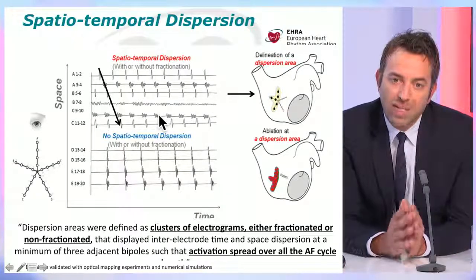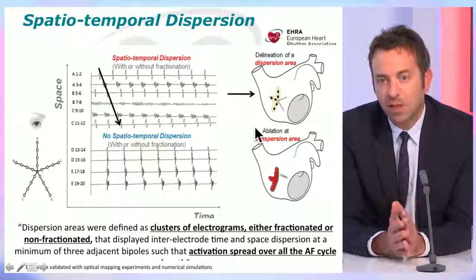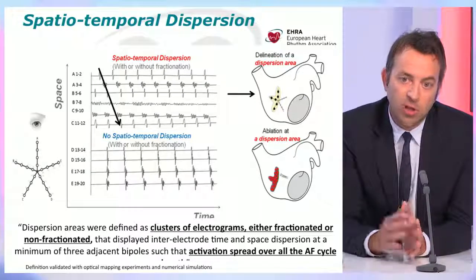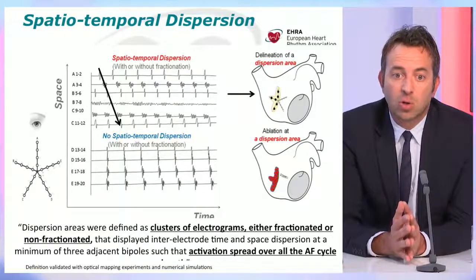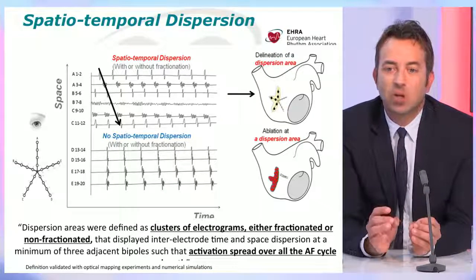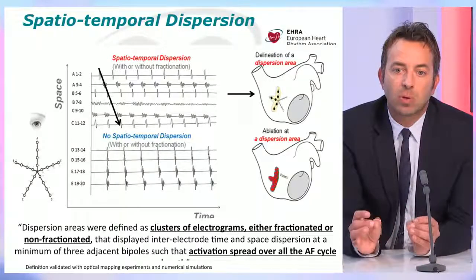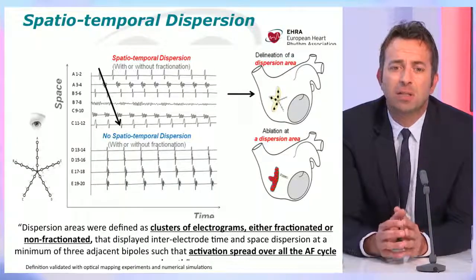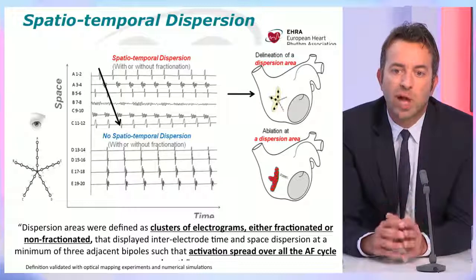That's why we decided to merge the analysis of CAFE with an analysis of activation in this region to create what we call spatio-temporal dispersion. So dispersion areas were defined as clusters of electrograms, either fractionated or non-fractionated, that displayed inter-electrode time and space dispersion at a minimum of 3 adjacent bipoles, such that the activation spread over all the AFib cycle length.